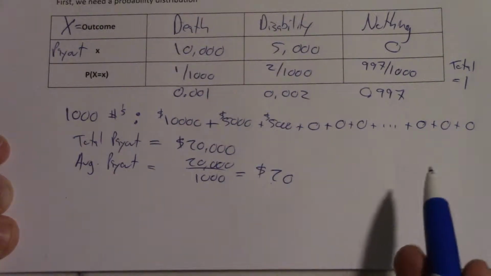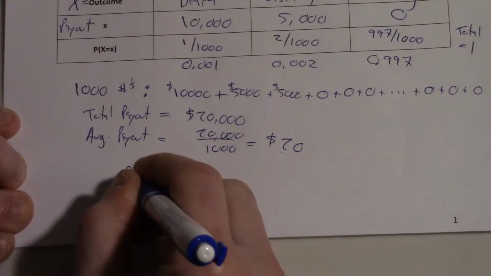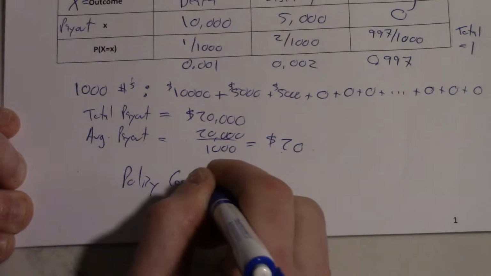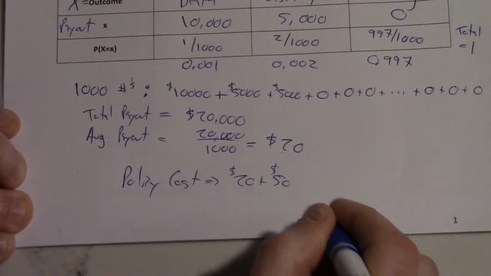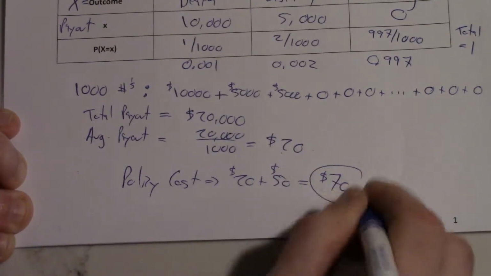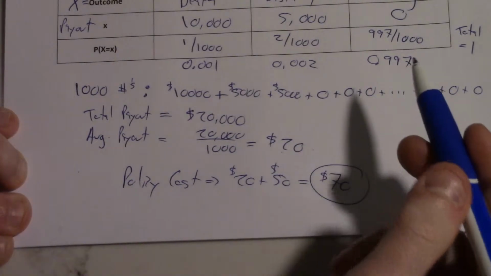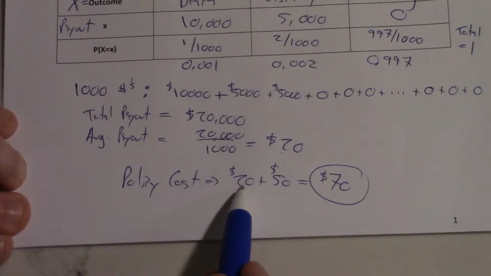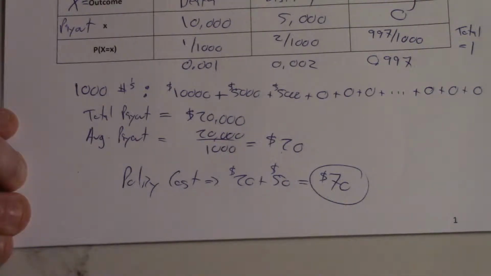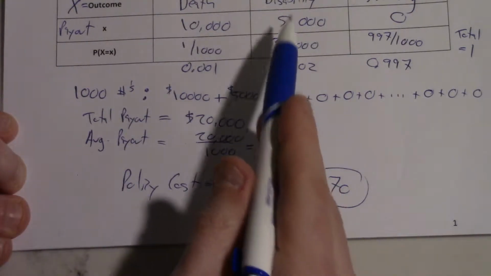So now we can answer the question. We want to make $50 per customer. We know we have to give them back $20. So for the cost of the policy, we know we're giving them 20. We want to keep 50. So we need to charge each person $70. Each person gives us 70. On average, we'll give them back 20, so we keep $50 per person. And that funds the 1 out of 1,000 who dies and the 2 out of 1,000 who are disabled.